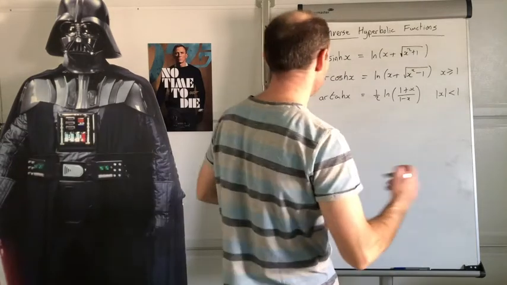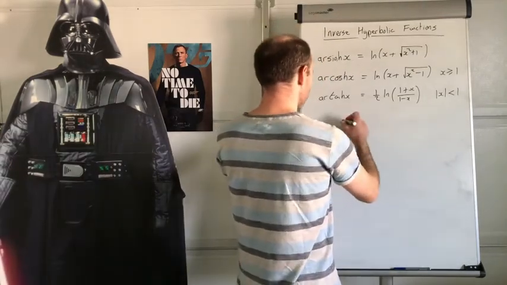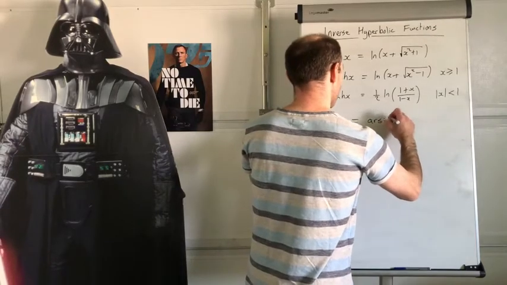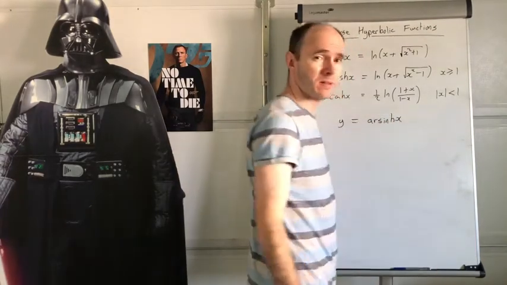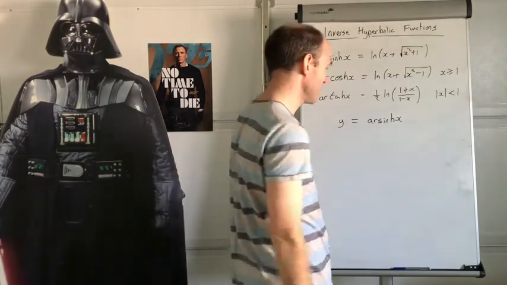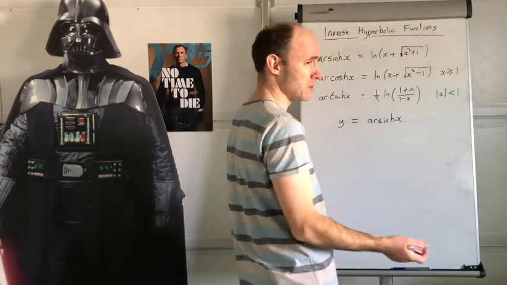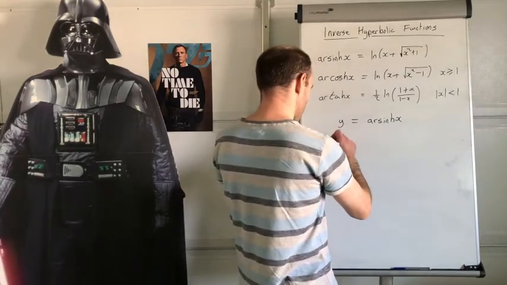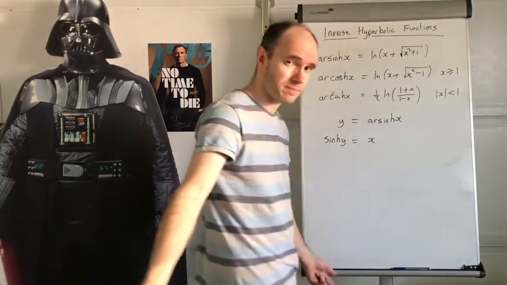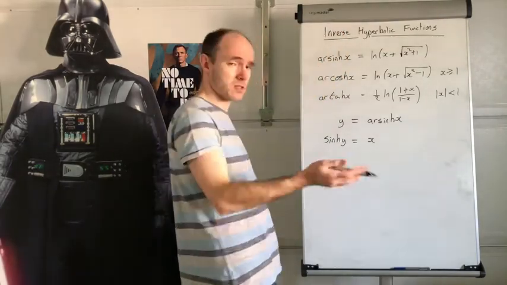Let's try. Okay, so what I'm going to say is y equals arsinh x. That sounds obvious, but it's really important, because it paves the way for doing the thing. Now I'm going to write sinh y equals x. See that? Similar to trigonometry, of course.